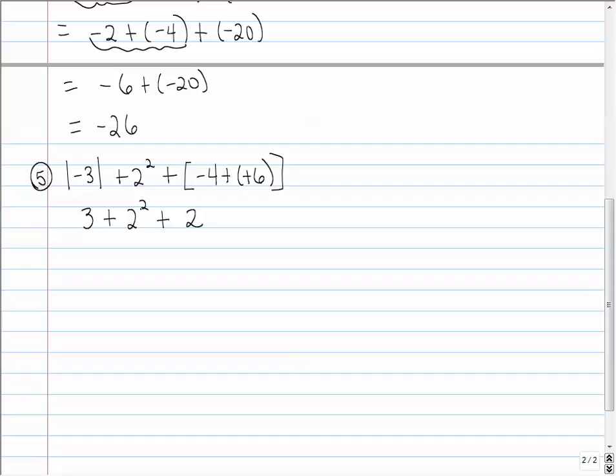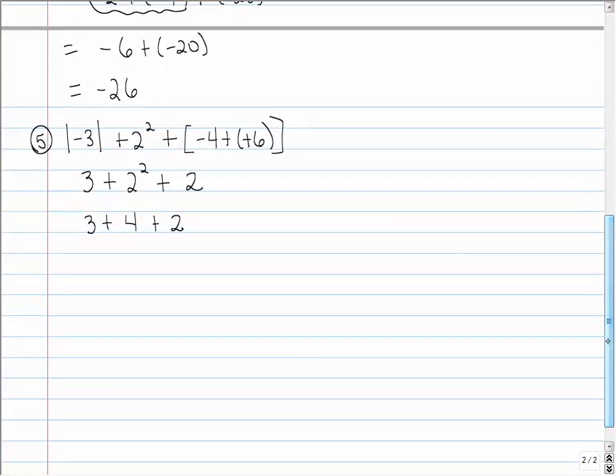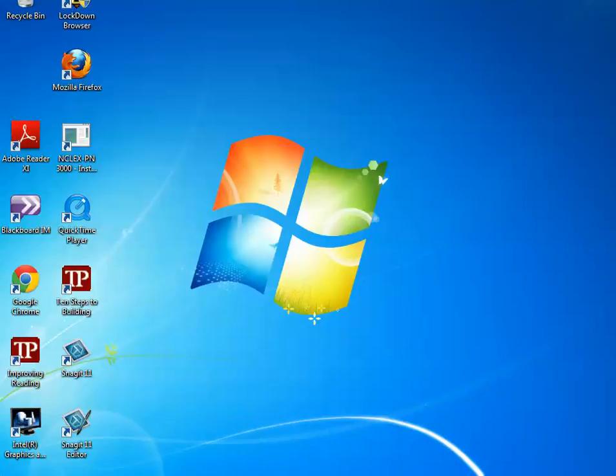Now you'll do your exponent next. So we have 3 plus 2 squared is equal to 4 plus 2. And now we're just going to add from left to right. 3 plus 4 is 7. 7 plus 2 is 9. So the answer there would be 9.